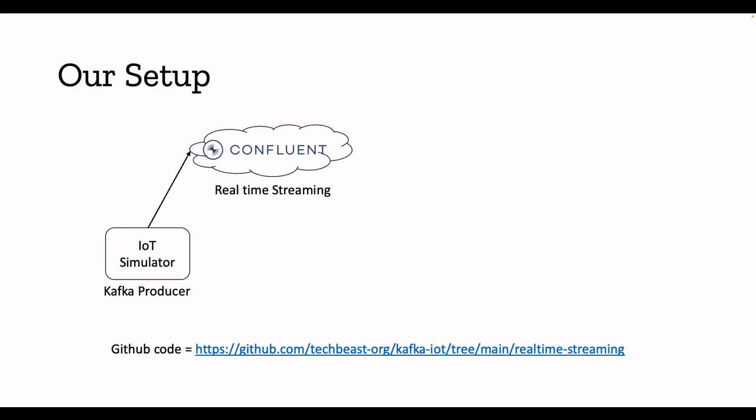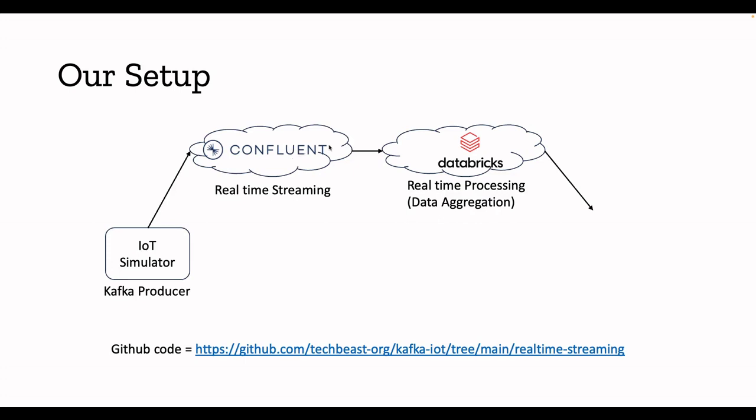Then we are going to create an account in Confluent, and we will create a cluster in Confluent. Basically, this is our real-time streaming platform. Then the data from Confluent will be sent to Databricks. Databricks will read the data from Confluent in real time, and we will do a data aggregation.